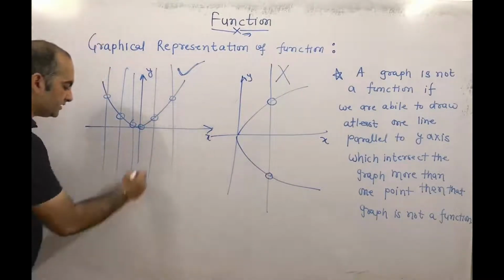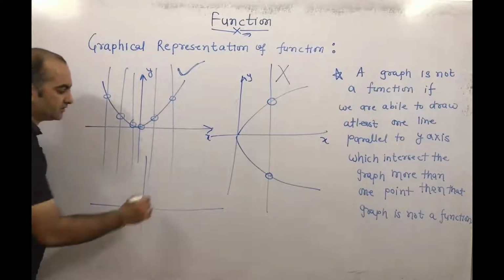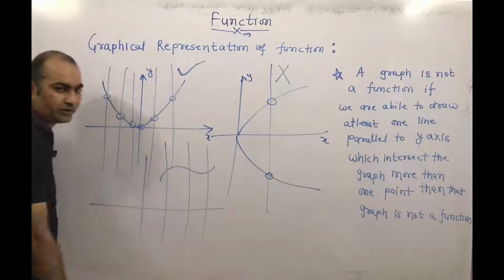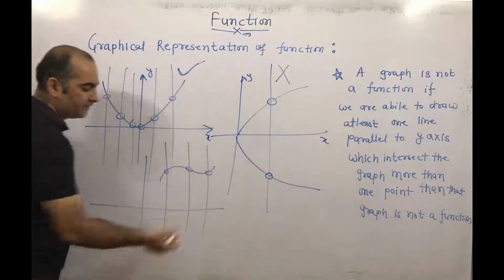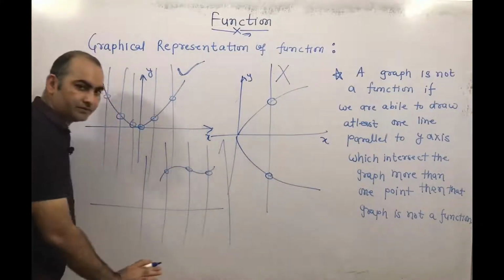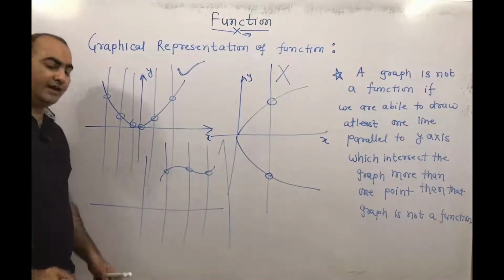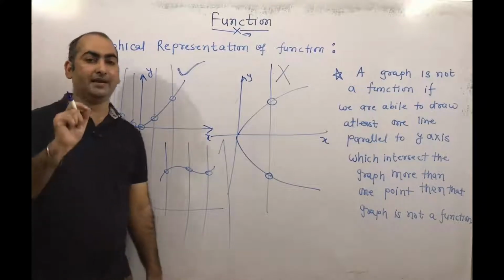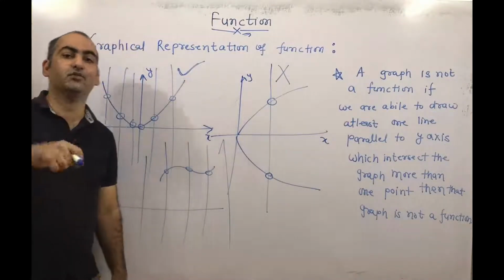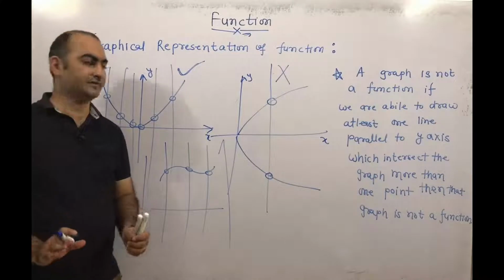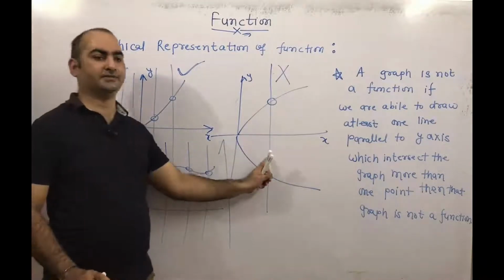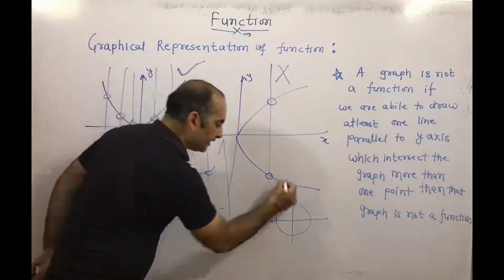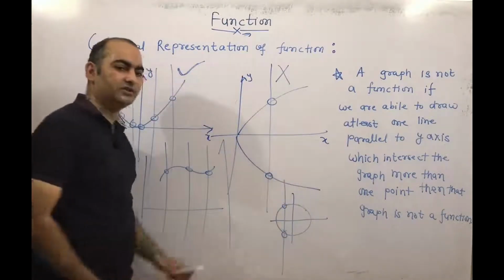Suppose this graph. Here you can see any line we draw intersects only 1 point. That means this graph is a function. Here if you draw, it will not intersect. So if any line intersects only 1 point, then this is a function. If you are able to draw a minimum of one line which intersects at more than 1 point, then that graph is not a function. So these two are functions, this is not a function. If you draw a circle, here also we can draw one line which intersects at more than 1 point, so this is not a function.